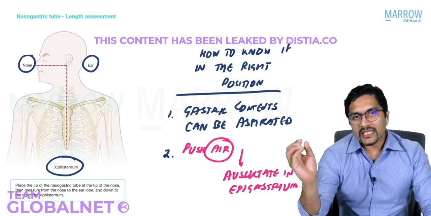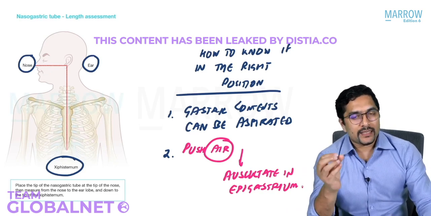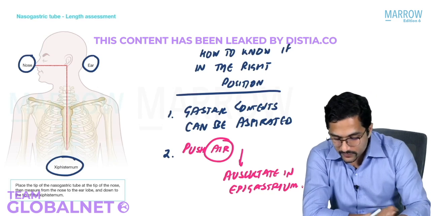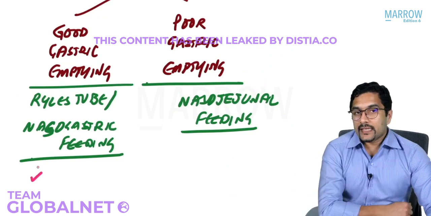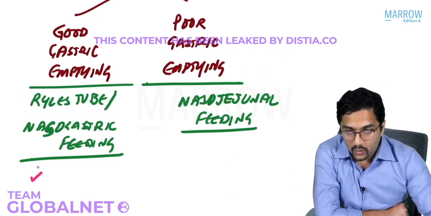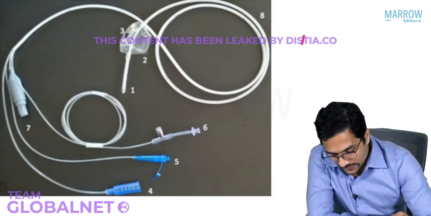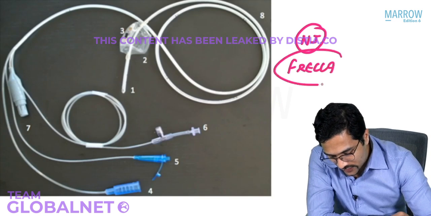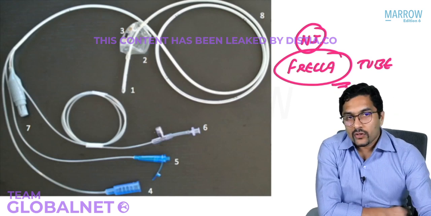Sometimes you will notice that the Ryle's tube has 3 lead balls at the end, and basically these lead balls are there so that it can be easily detected when you do an X-ray. So Ryle's tube, I've told you, this is if there's good gastric emptying. If there's poor gastric emptying, we put in a nasojejunal tube, known as a Frecka's tube, which can be inserted in these patients, and you can give nutrition through that.